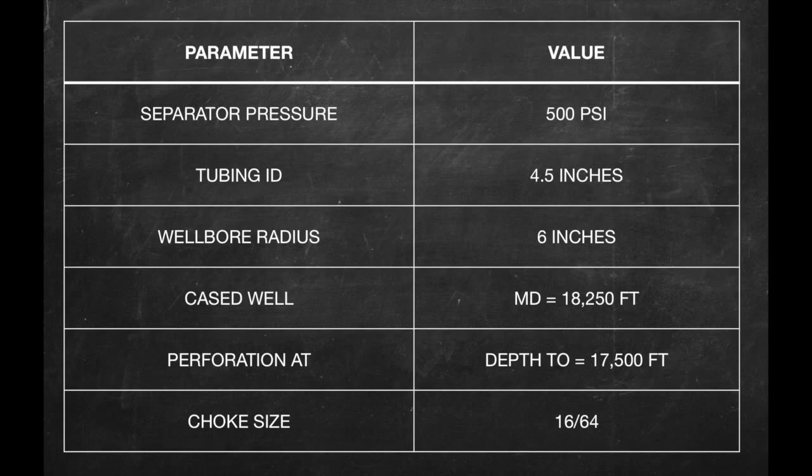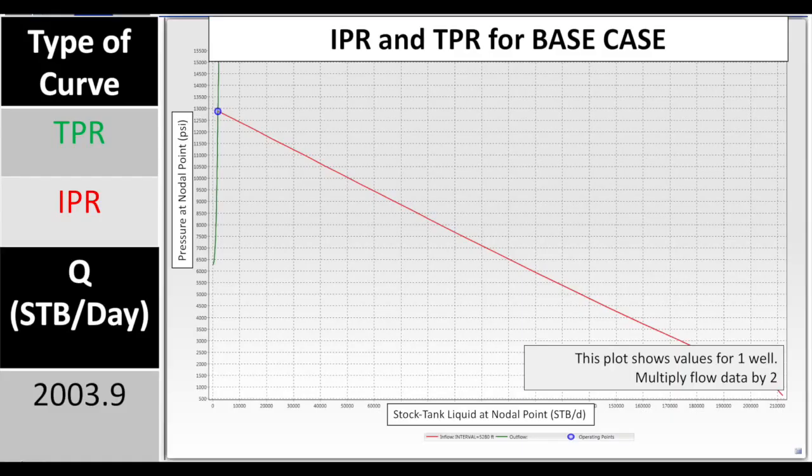Okay, so now we will be discussing the analysis and results of our base case. To keep all of our tested base case parameters satisfied, we will run this scenario with a separator pressure of 500 psi, a tubing inside diameter of 4.5 inches. Our wellbore radius is at 6 inches. We ran this case with a cased well down to 18,250 measured depth and a perforation at 17,500 feet. We also have a choke size of 1/4 inch or 16/64.